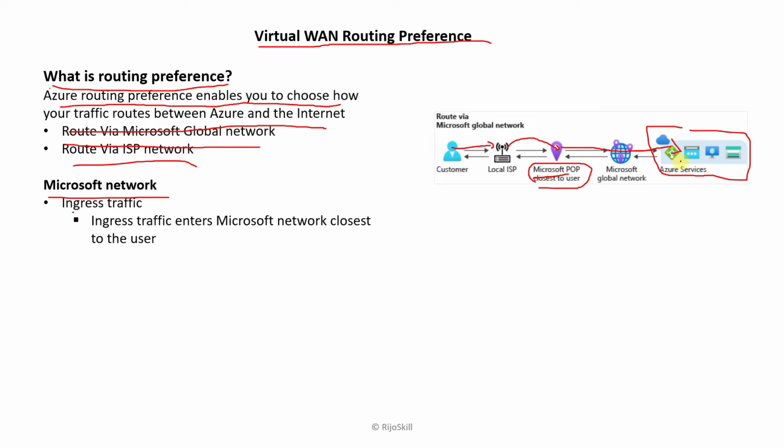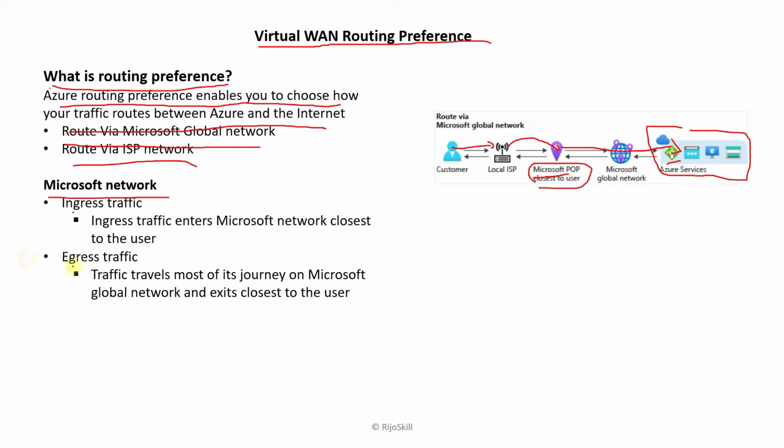Same with the Azure egress traffic: it travels most of the journey over the Microsoft global network and exits closer to the end user. Here the response comes back through the Microsoft global network and reaches the Microsoft POP closer to the user. There it exits, goes to the local ISP, then reaches the customer. So most of the time the traffic passes through the Microsoft global network. That is Microsoft network routing.